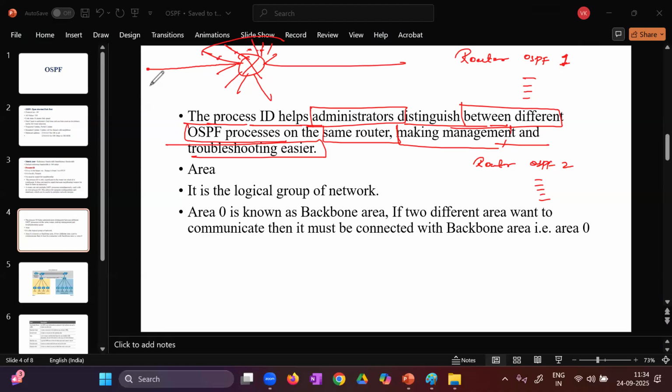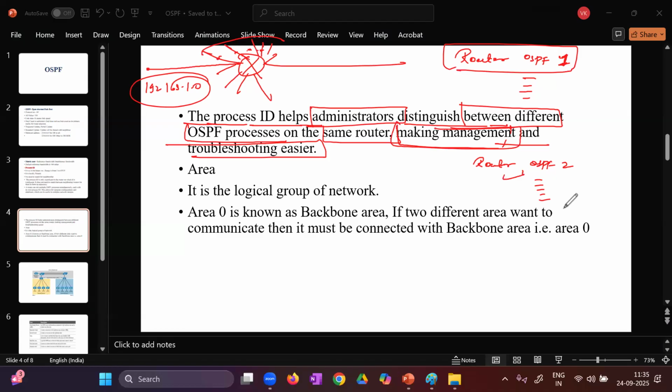Let's say, for example, you have advertised 192.168.1.0 and it is not working now. You know that you advertised this under process ID 1, so you will check under 1 only, not under 2. If you had advertised all the networks into one process ID, you would have multiple different networks and management becomes a little bit difficult. That's why we distribute them on a single router with multiple different process IDs.